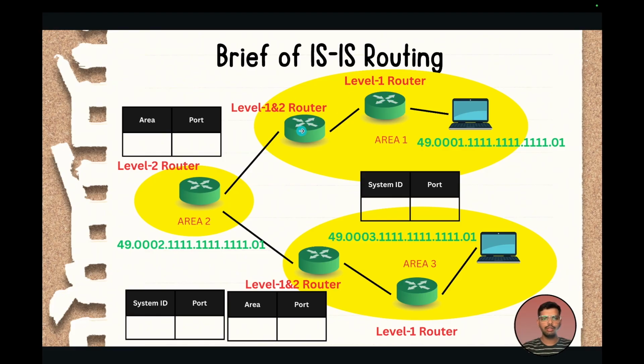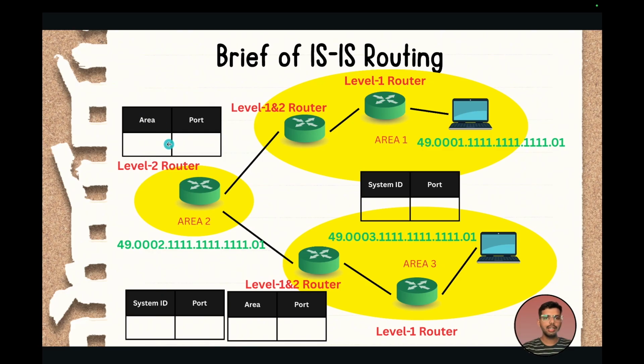Now this level 1 and 2 router will have a level 2 LSTP, which is nothing but the mapping of area with the port number. Since it has this level 2 LSTP, it will have the area 3 ID over here, which is mapped to the port which is connected over here with this level 2 router, right? So there will be a mapping of area 3 with the port which is over here. Now the packet comes to the level 1 and 2 router, which will be sent over to this level 2 router.